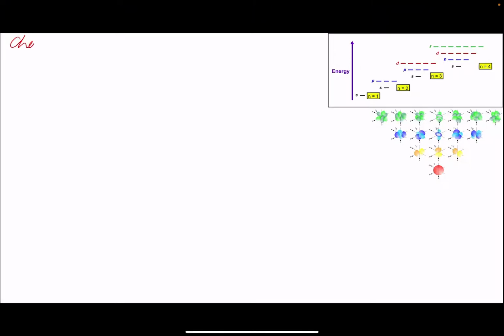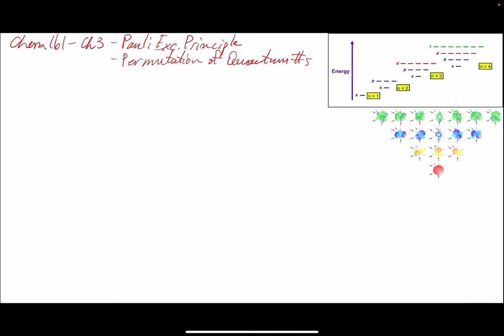Okay, welcome to this next video for Chem 161, elaborating further on some Chapter 3 content, where we'll touch on ideas behind the Pauli Exclusion principle, look at permutations of the quantum numbers, and consider the implications for the electron and the orbitals for that electron.